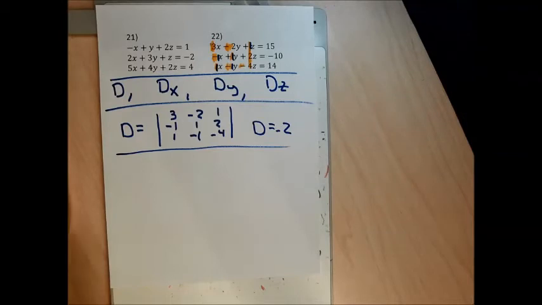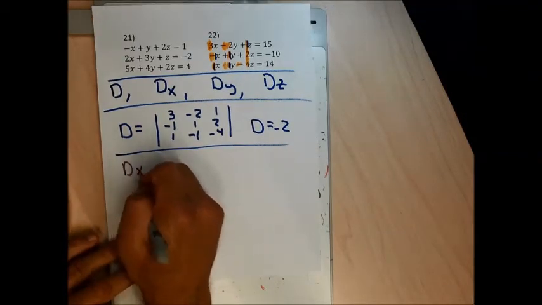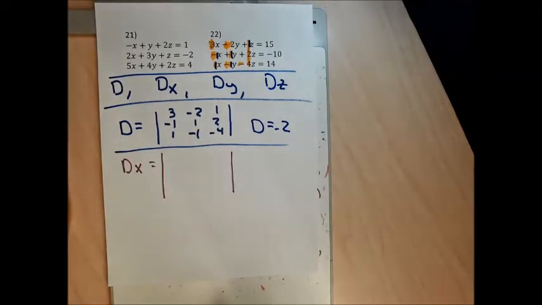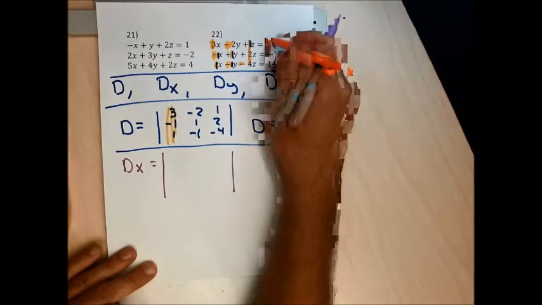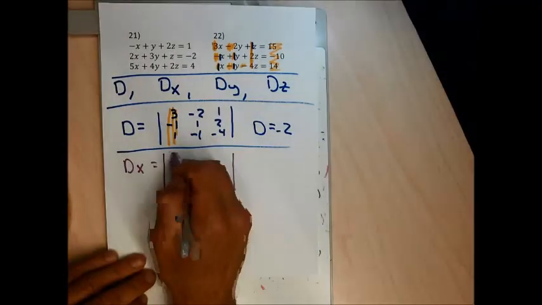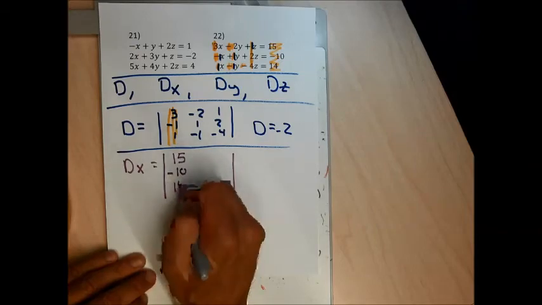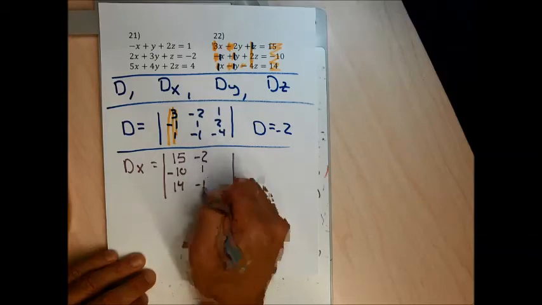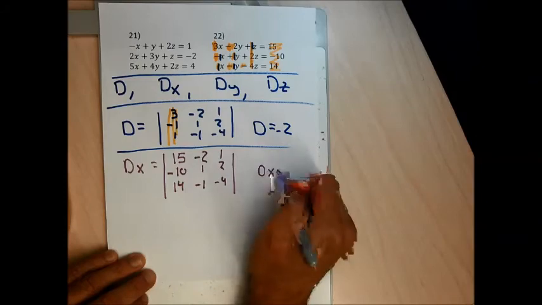I'm going to go on to D sub x. To do D sub x, we need to know the D matrix, which I have right above, so I'm not going to write it again. How do I find the D sub x? I take the D column, change it to the equals column. So my equals column is going to go where the x is. So I'm going to get 15, -10, and 14. And the rest of the D matrix, -2, 1, -1, and 1, 2, -4, are going to stay the same.